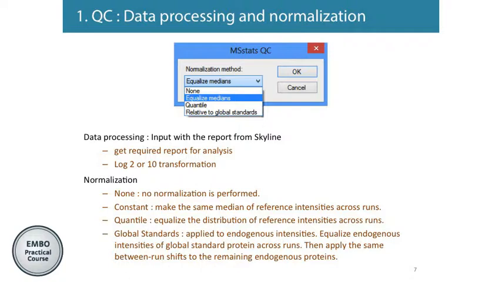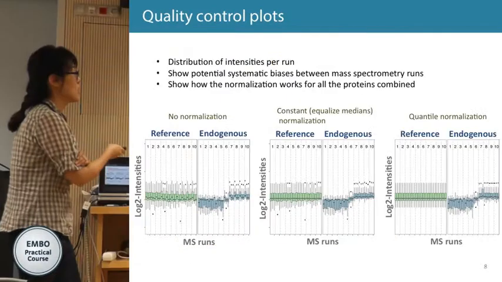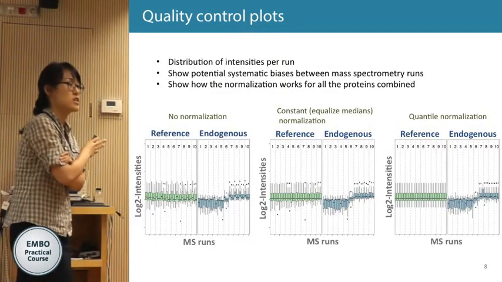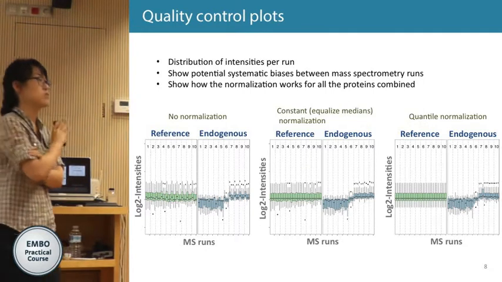So if you choose one of them and then click OK, it generates the report from Skyline and then does the normalization and then generates several visualization plots for quality control before you start the statistical analysis. I will explain the visualization because that is really important.